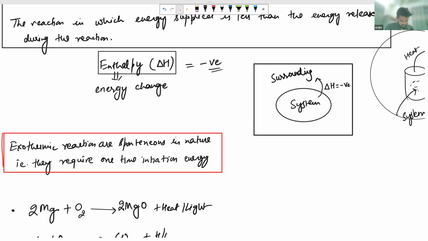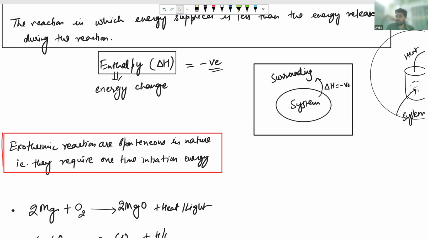Sir, what is after they require one time? One-time initiation energy means, for example, if you are just burning a magnesium, will it start burning itself? No, you have to start burning it with the help of a lighter. Once you ignite it, one-time energy is given, and it will keep on going. It will not say that you have to ignite it again after 2 minutes or 3 minutes. It will keep on burning. No more energy is required. Only one-time initiation energy is required. Okay, sir.